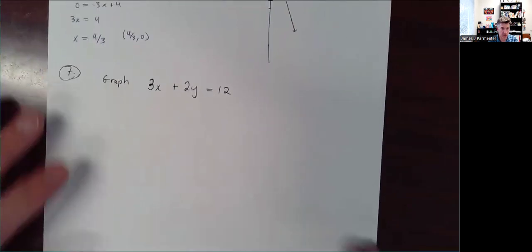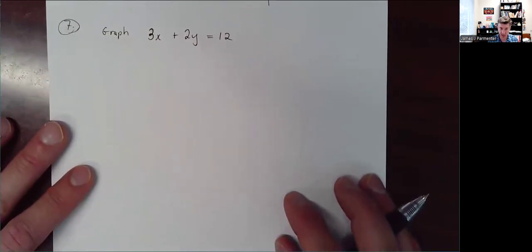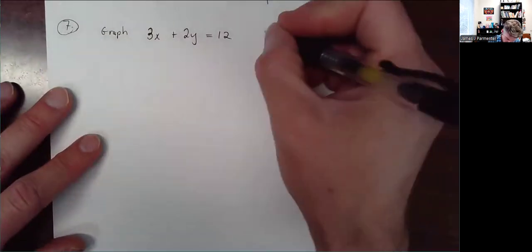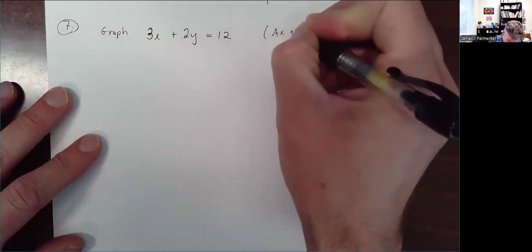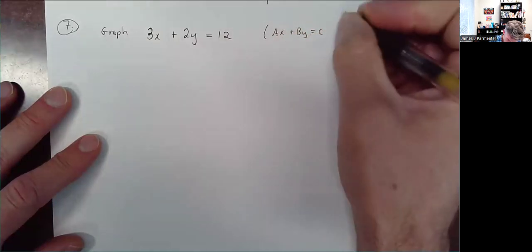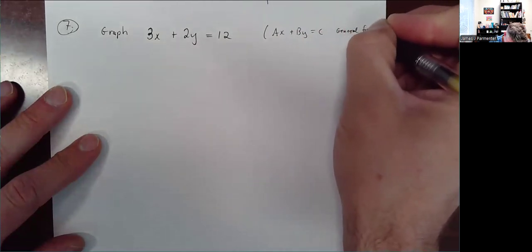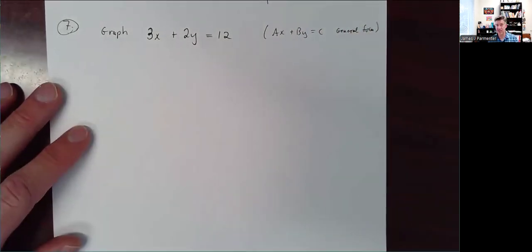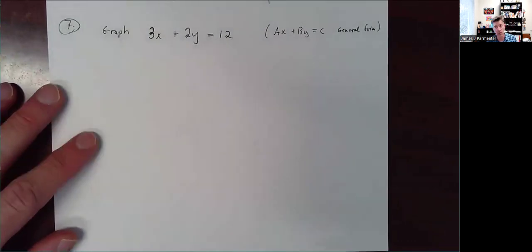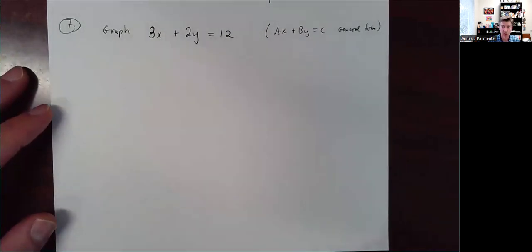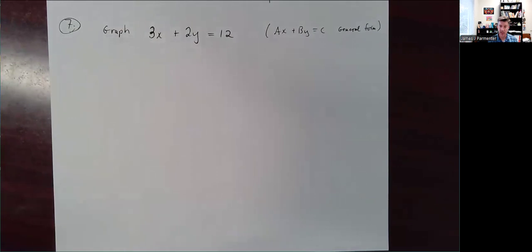Here, this form doesn't tell you really anything, actually. This is called the general form. It's ax plus by equal to c, and that's the general form. And the issue here is that it doesn't actually tell you what the slope is or what the intercepts are. We can still find the intercepts, though, in the same sort of way. And I want to stress here, we do not have to solve for y to be able to graph the thing.